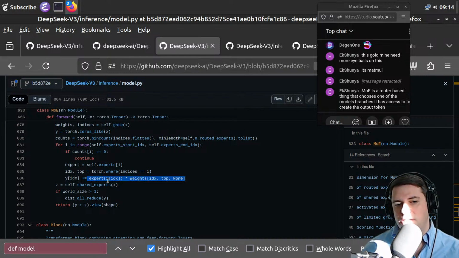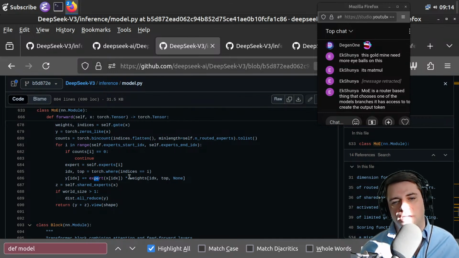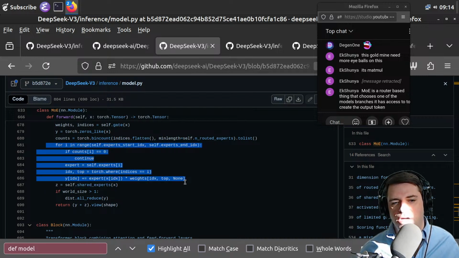So we're essentially somehow passing a chunk of data from X. The chunk is given by this index. We're passing that to expert, which is presumably going to send that to whatever place that expert lives. And we're multiplying by this weight matrix. And we're getting the appropriate weights by indexing with index top and whatever none is doing. And then we're going to set Z to the result of shared experts with X. And presumably Z is doing something like combining the bits of X that we got from this iteration.